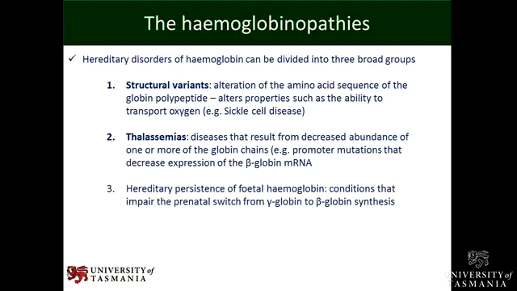So there's also thalassemias, and we talked about those. Thalassemias in terms of decreasing the abundance of one or more of the globin chains. So you can have mutations in a whole range of areas, promoter mutations.